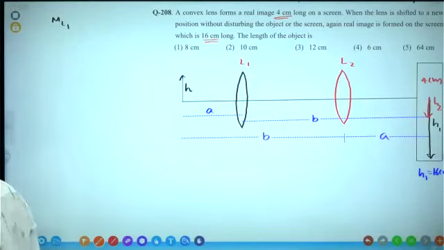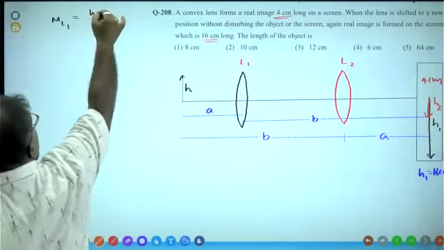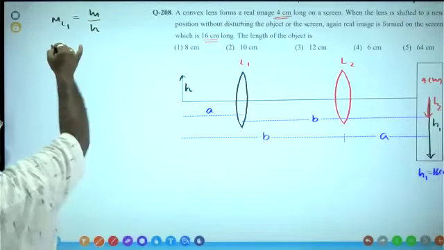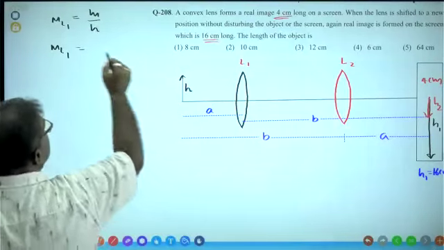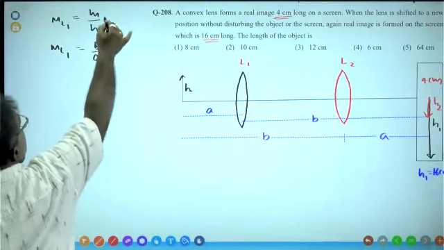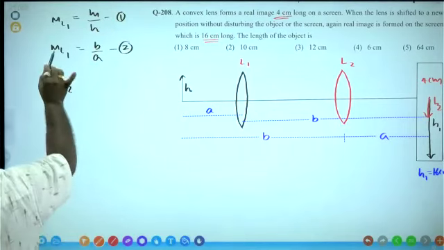Right, we have enough time, right? Okay, ML1 is first thing, H1 over H. ML1 again, we can say image distance B over A. Like this one first one, here second one. ML2 here same.